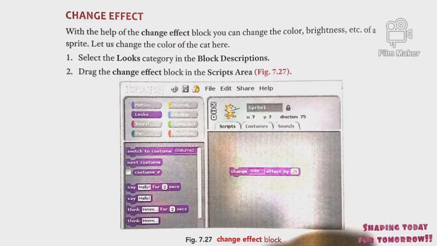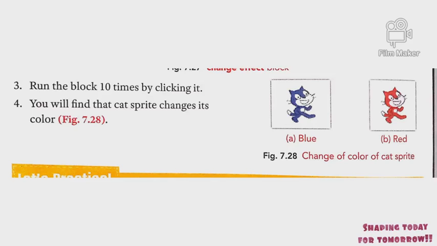Point number 1, select the looks category in the block description. So students, in the block description, this time you have to select the looks category. Drag the change effect block in the script area. Then you have to drag the change effect block in the script area. As you can see in figure 7.27, this is how our script area will look, and we have dragged the change effect block. Okay. Point number 3, run the block 10 times by clicking it.